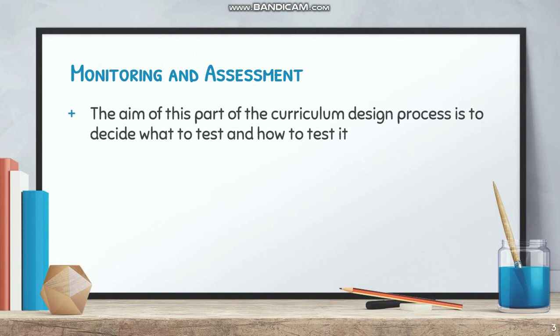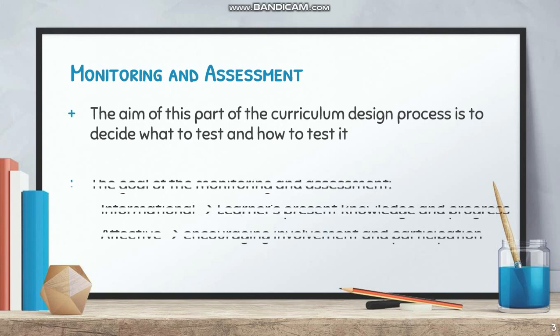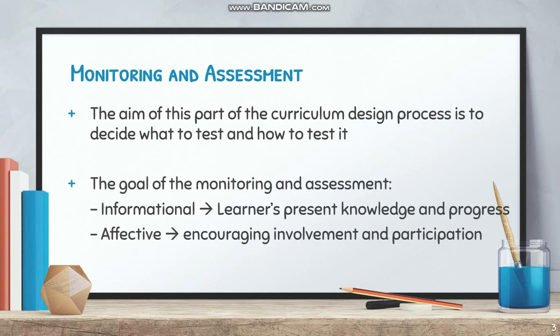The aim of this part of the curriculum design process is to decide what to test and how to test it. There are two goals of monitoring and assessment. The first is the informational goal, which looks at the learner's present knowledge and progress, and the affective goal, to encourage the involvement and the participation of the learners.